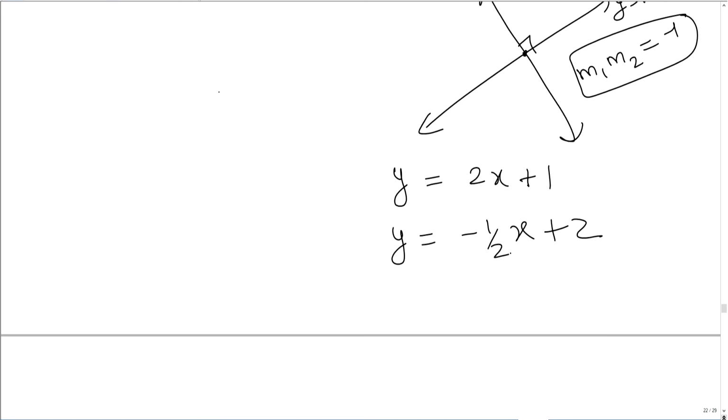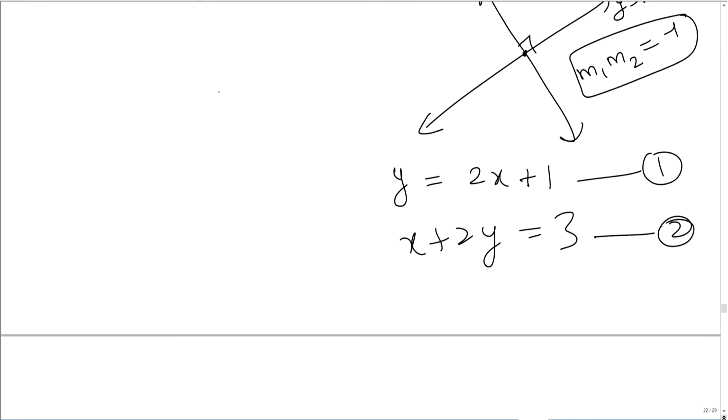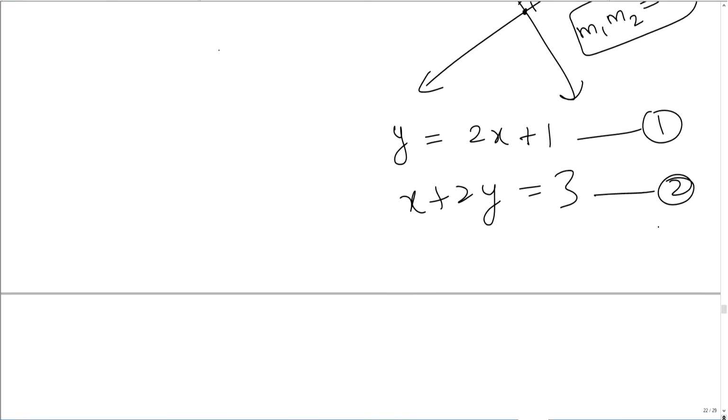Let's say another one is x plus 2y equals 3. So this is the first line and this is the second line. Can you figure out the point at which these lines cut the y axis? And you also need to figure out whether these lines are perpendicular to each other.